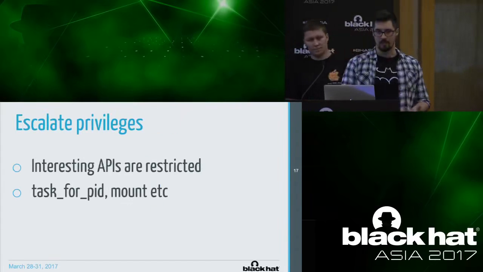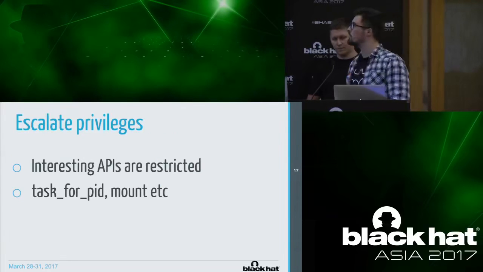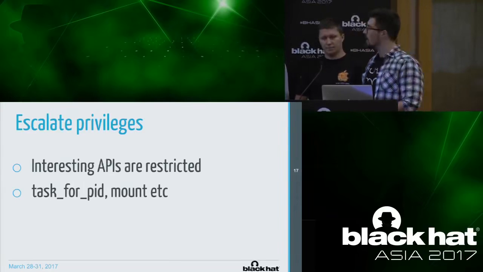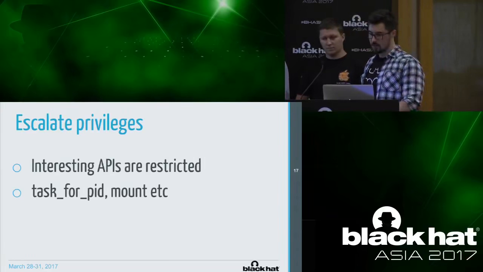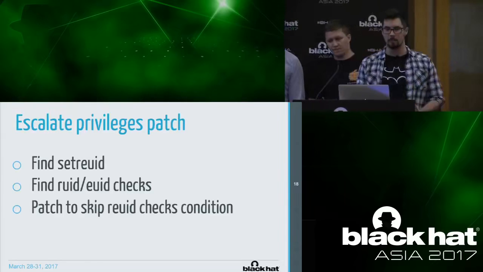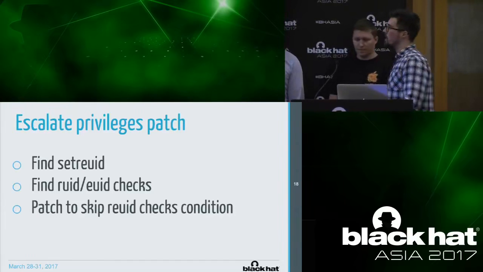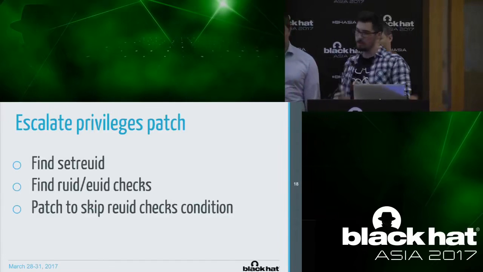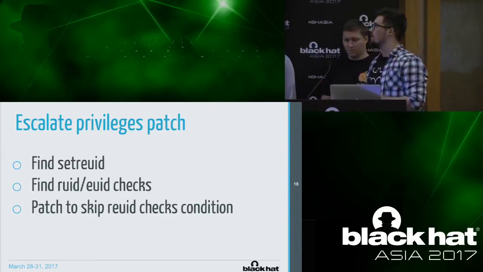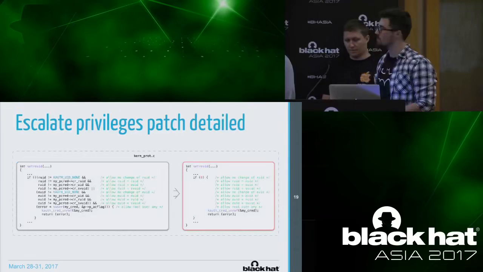So, escalating privileges. As I said, most of the critical system APIs require root to work: task_for_pid, mount, host_get_special_port, and so on. In order to use these APIs, we need to escalate privileges. A pretty popular way, if we bypass the kernel patch protection to patch the kernel directly, is the setreuid syscall, where there is a check comparing the real UID with the effective UID. There is a set of these checks. All we need to do is find it in the setreuid function and patch it to skip this condition altogether.